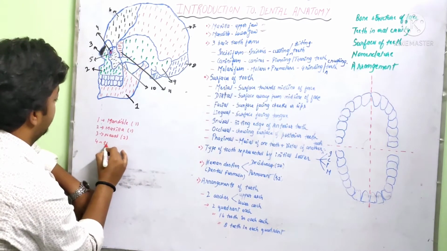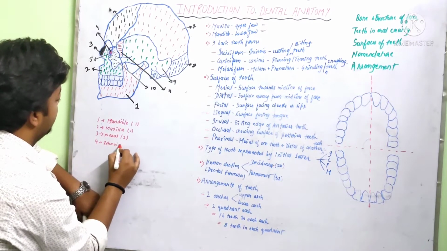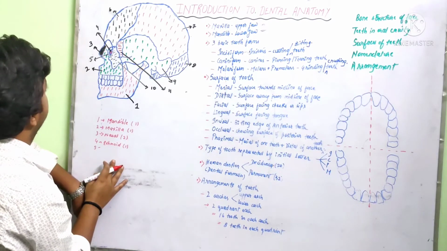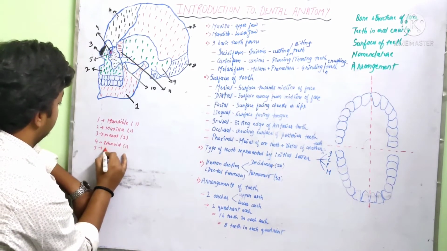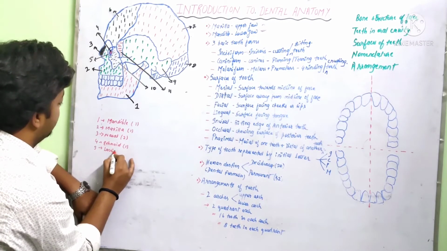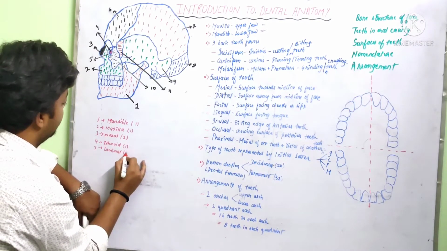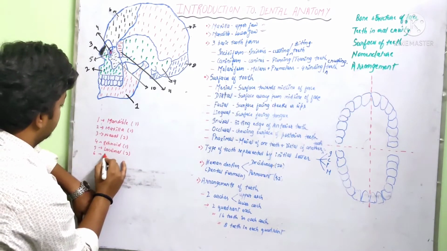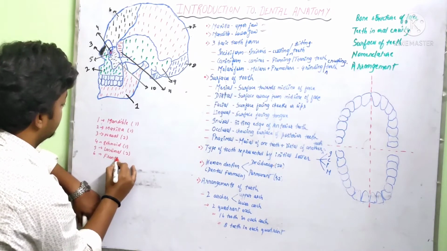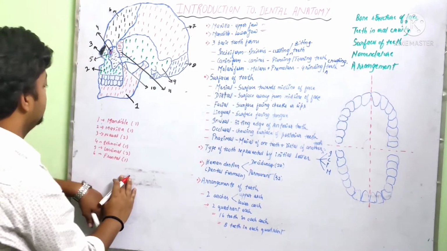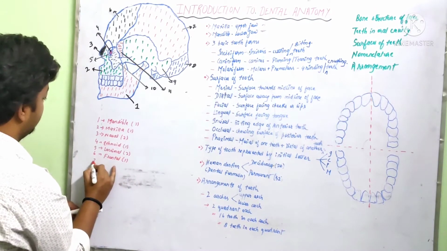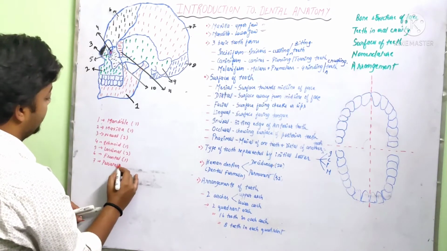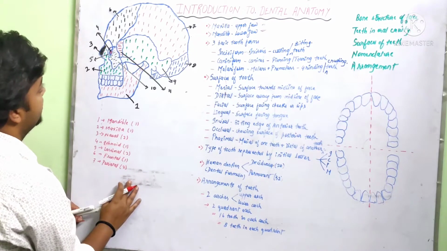Next is the ethmoid, which is the middle cranial bone, and this is also 1 in number. Next we have the fifth, that is the lacrimal. This forms the walls of the orbit, and these are paired. After that we have the sixth, that is the frontal bone, which forms the forehead, that is 1 in number. Then we have 7, that is the parietal. This forms the top of the skull, and these are paired structures.